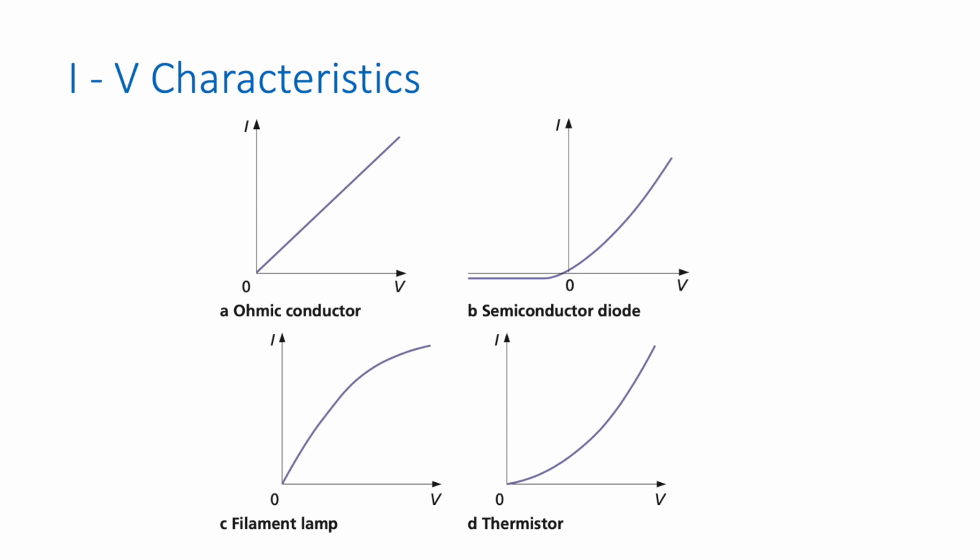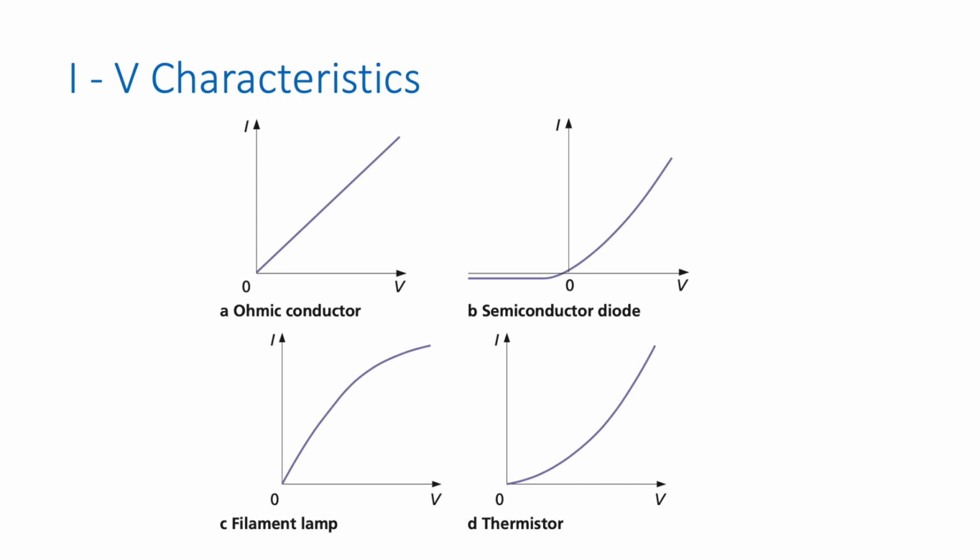Now for the filament lamp, at low temperature, the resistance is not varying. So current is proportional to voltage. But after some time, due to temperature, the resistance will increase. So current is not proportional to voltage. So you can see it is slightly curved downward.